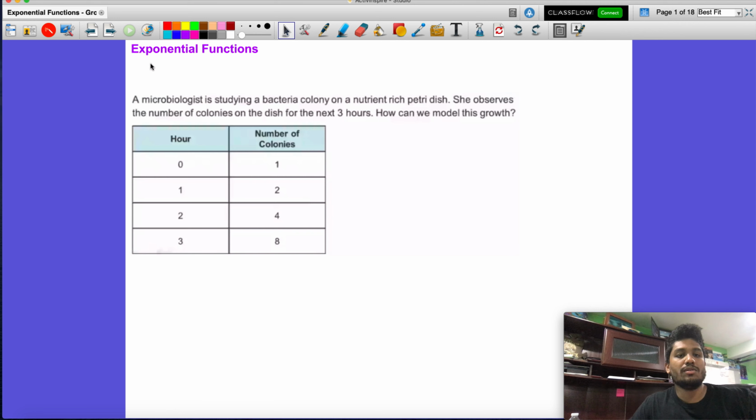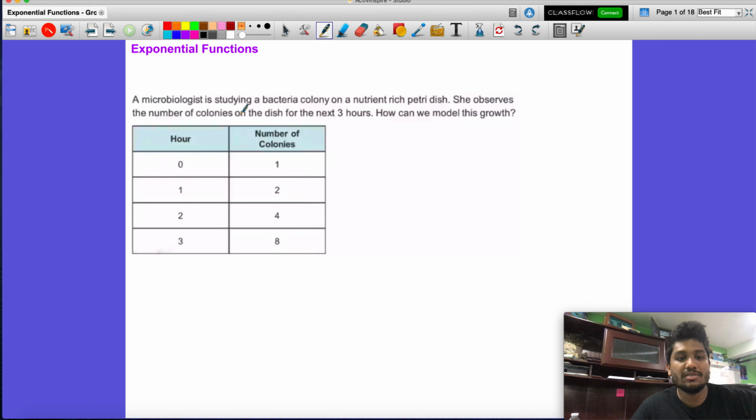Introduction to something called exponential functions. It starts off by saying, let's say that we have a microbiologist who's studying a bacteria colony on a nutrient-rich petri dish. She observes the number of colonies on the dish for the next 3 hours. Okay, so she has a certain amount. Now, if you look over here, this says the hours, and this is the number of colonies.